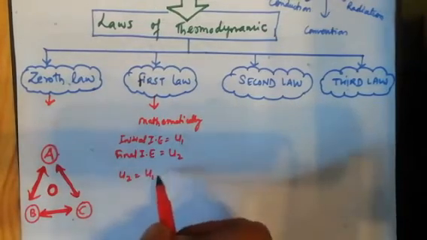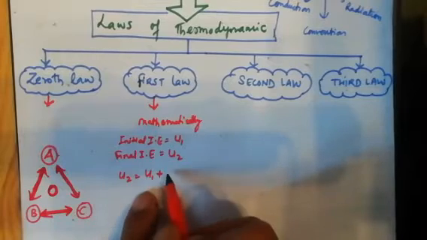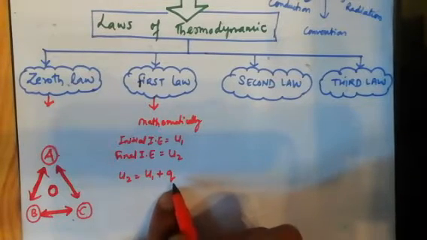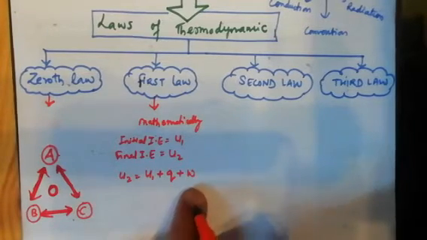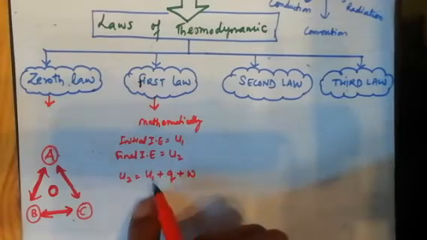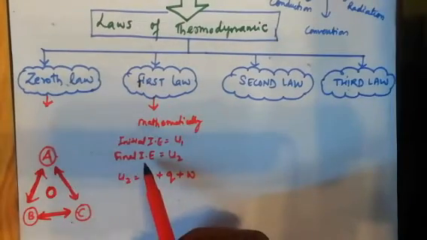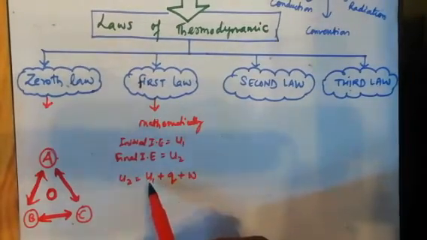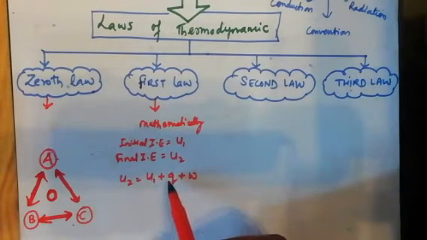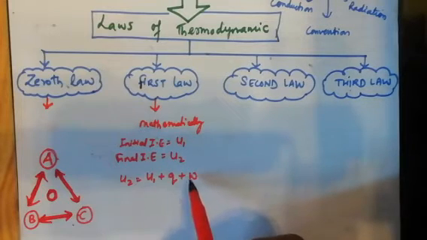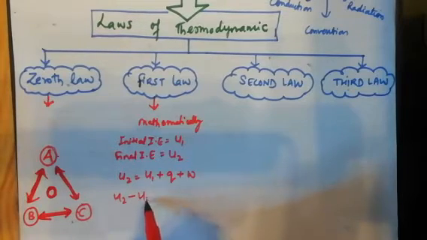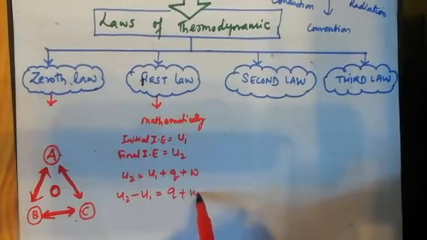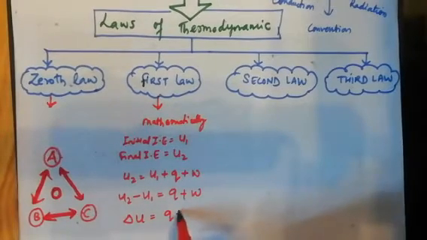U2 is equal to U1 plus, when we change the internal energy, when some heat is absorbed by the initial internal energy, and how much work is done. I'm just recapitulating this. The final internal energy is U2, when U1 absorbs some energy, and by that energy the system does work. So U2 minus U1 is equal to Q plus W. So it becomes delta U is equal to Q plus W.